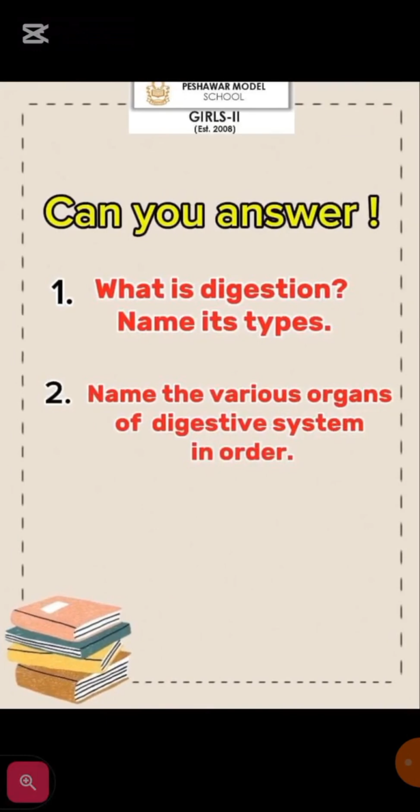Hope you have understood about the digestive system and you can answer now these questions. Question number 1 is, what is digestion? Name its types. Question number 2 is, name the various organs of digestive system in order.